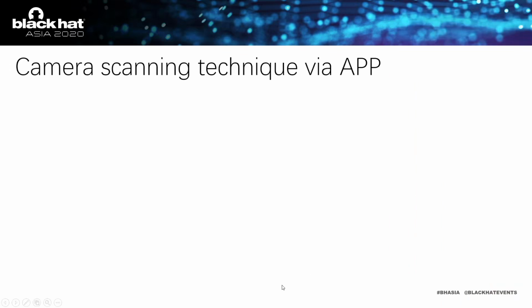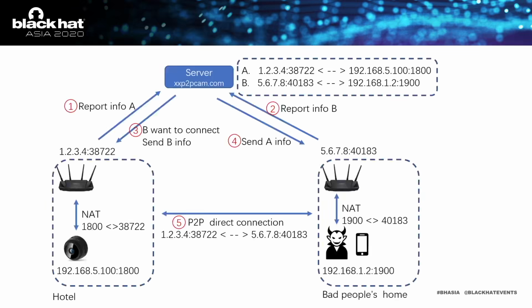Next, we will introduce a method to scan the spy camera using an app. Well, first, let's take a look at how the spy camera is connected to the app and our device. It uses UDP-based P2P technology. Because of the firewall policy, the phone cannot connect directly to the spy camera. Therefore, the mobile phone and the spy camera exchange information through a transit server. This is how they find each other's IP address and net port mapping.